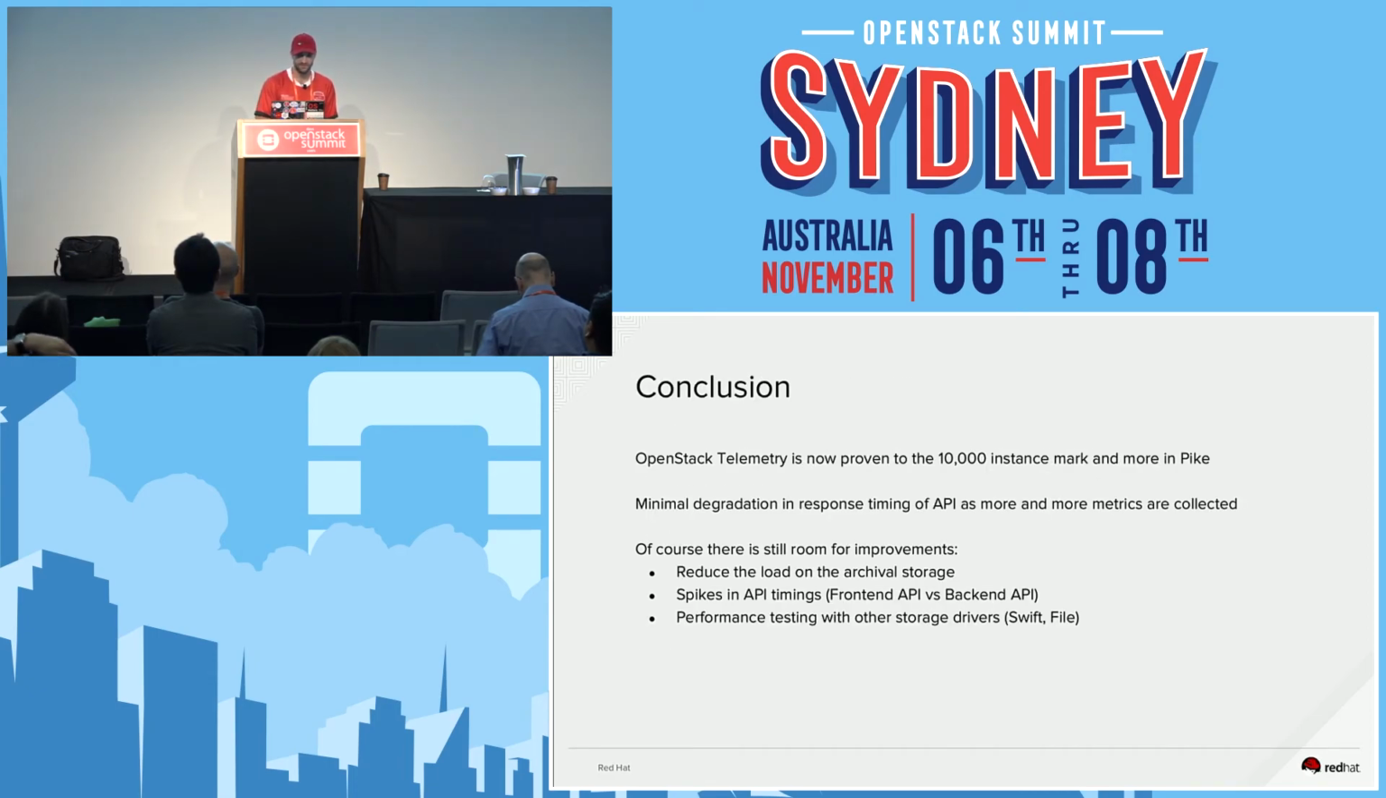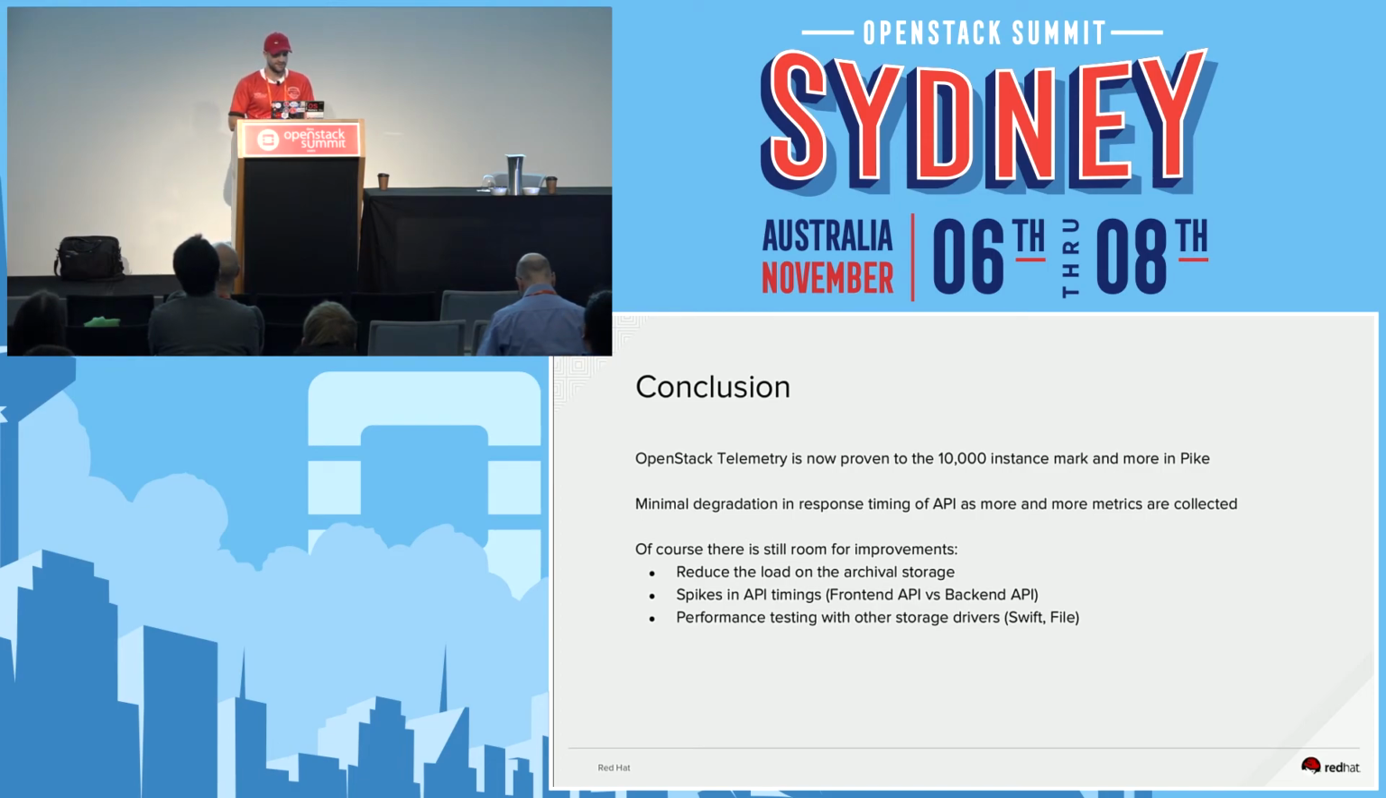So conclusion, OpenStack Telemetry is now proven at least to the 10,000 instance mark or more in Pike. There's minimal degradation in the response timing of the API as more and more metrics are collected. You can see it was pretty flat there. With that being said, though, of course, there's always room for improvement.